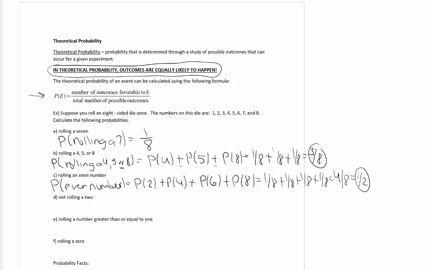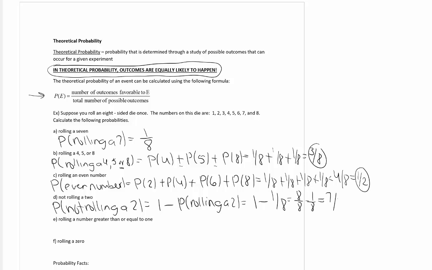Okay, the probability of not rolling a 2. We're going to use the complement for this. That's the same thing as 1 minus the probability of rolling a 2, which is 1. The probability of rolling a 2 is 1/8. That's 8/8 minus 1/8. That's 7/8.